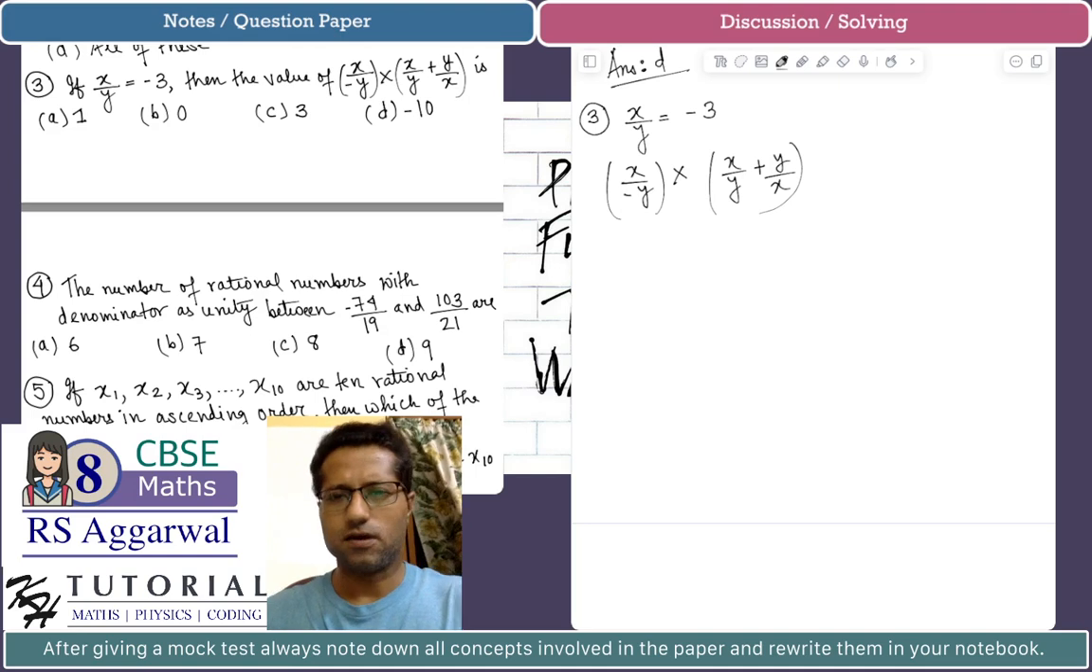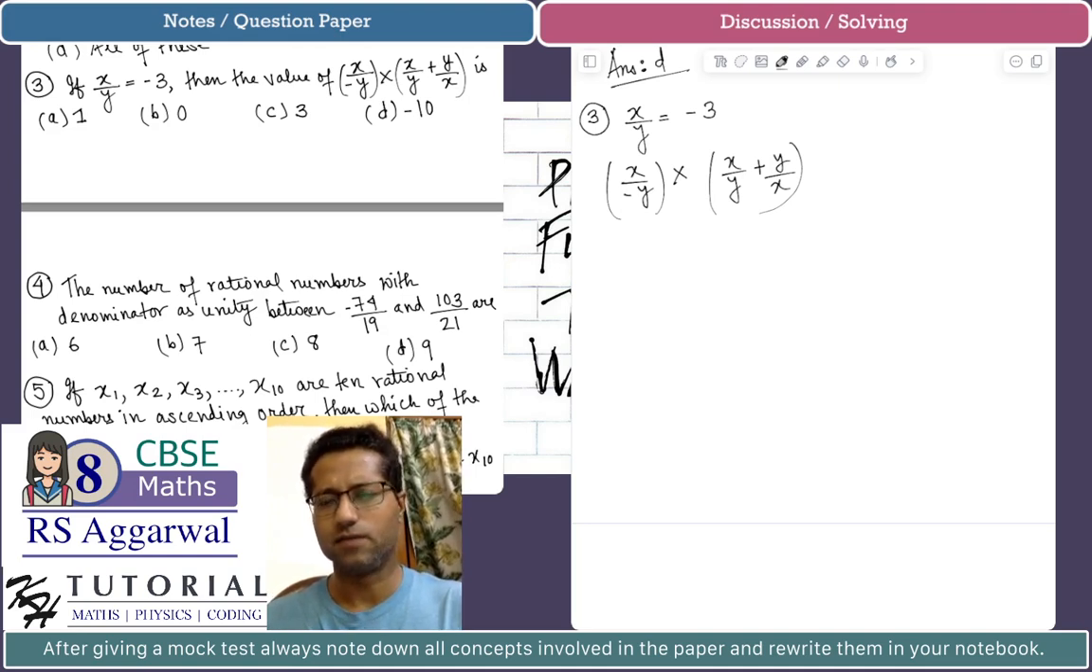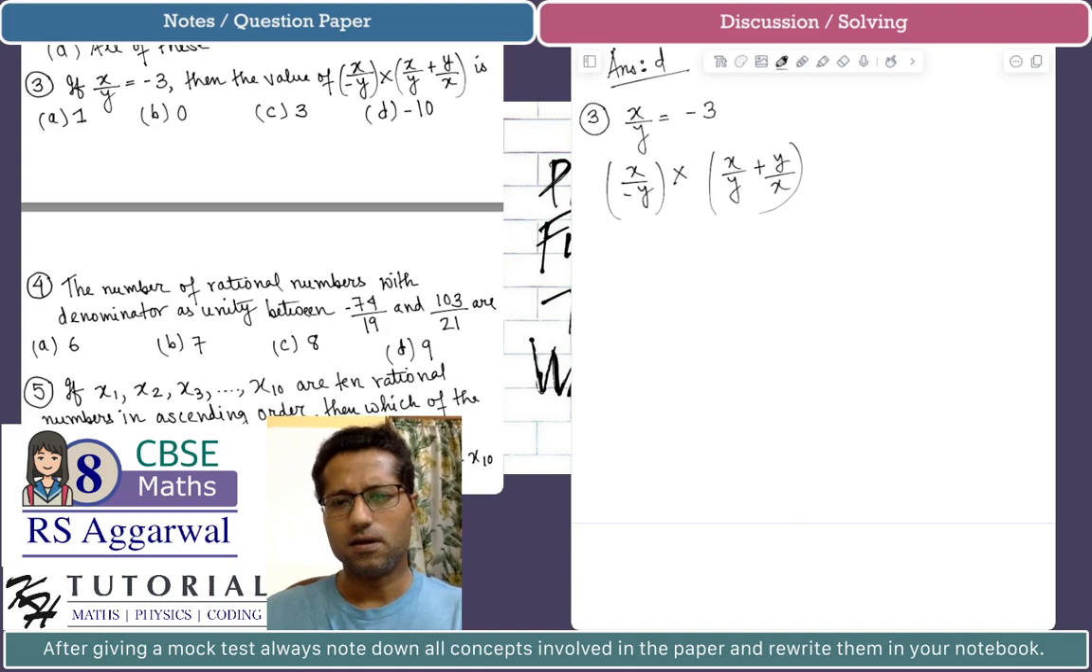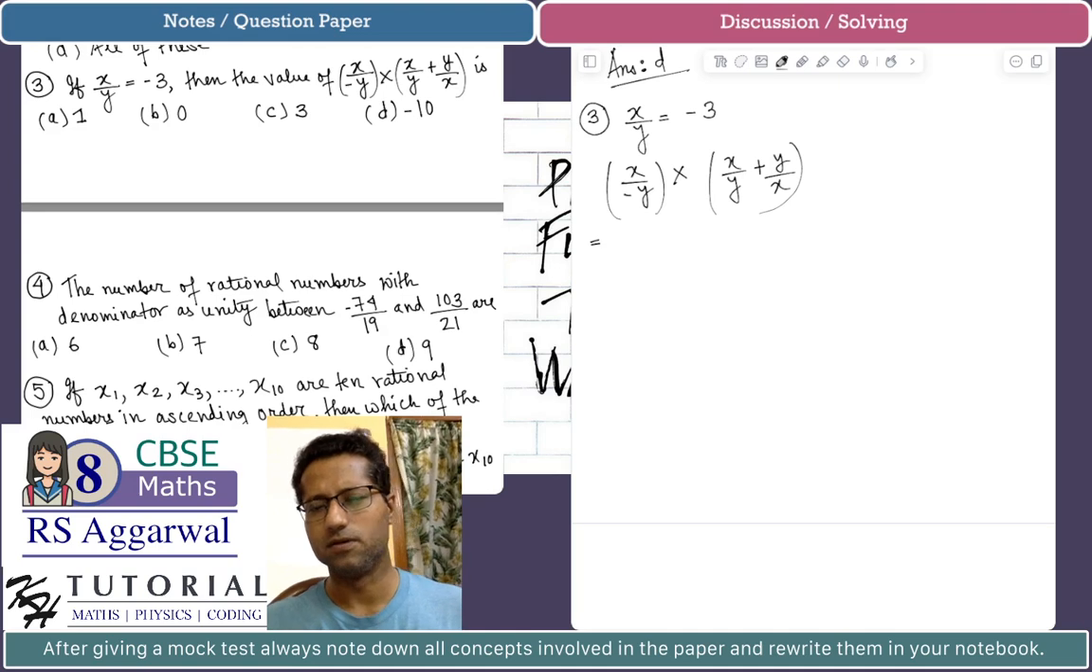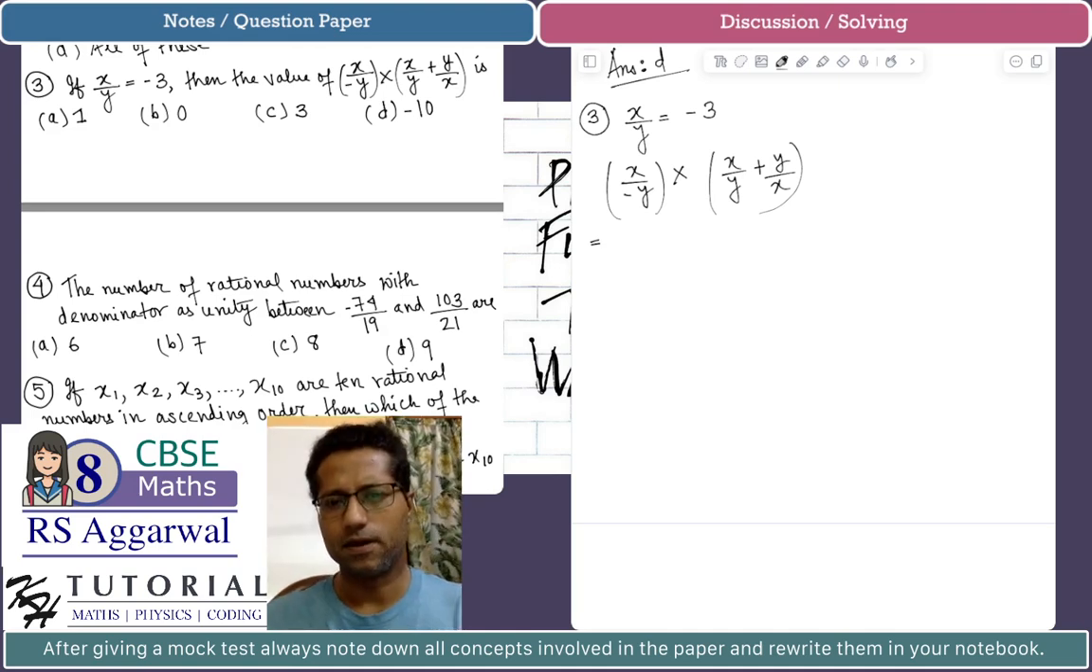Now let's try to do both ways. I'm trying to simplify the given expression and convert it to a simpler form in terms of x and y. So if I just apply the distributive law of multiplication over addition, I can see this will be x by minus y. Now in the x by minus y term, let's make the y positive and move the minus out, so that it will be minus x by y.